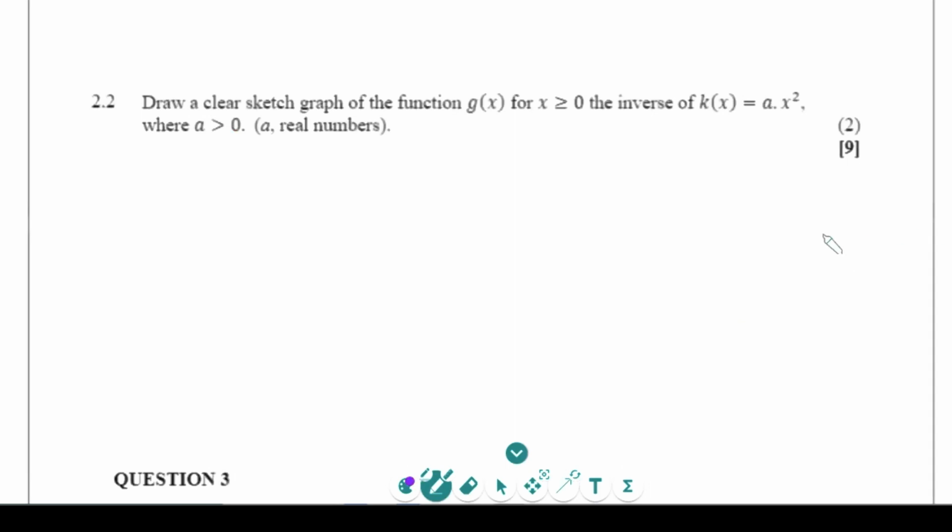Then I need to look at 2.2. They want us to sketch the graph of g, g of x, where x is greater than or equal to 0. And this g of x is the inverse of k of x, that is ax squared, where a is greater than 0. In other words, a is a real number. So what this means is that the graph of g is an inverse of this.